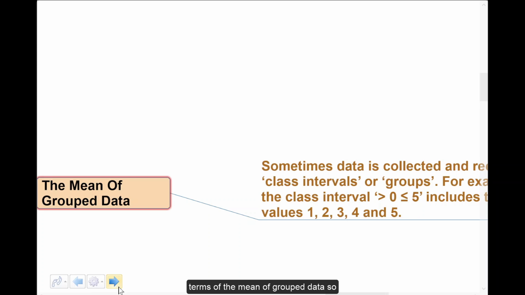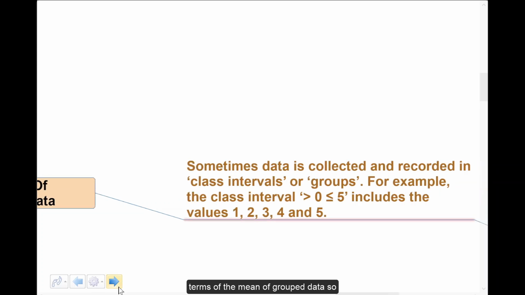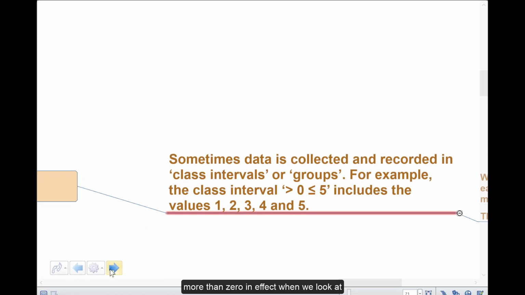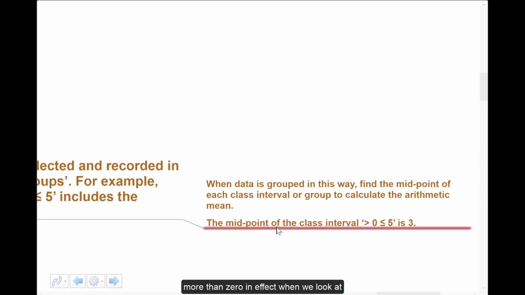Moving from there, in terms of the mean of grouped data, what we're talking about here is data that is collected and recorded in class intervals. Don't let that term scare you. It's just a group. So, for example, if we have a class interval of 0 to 5, clearly we've got 5 values more than 0. When we look at the midpoint there, we would say 3. So when data is grouped in this way, the midpoint is fairly straightforward, fairly easy to calculate.